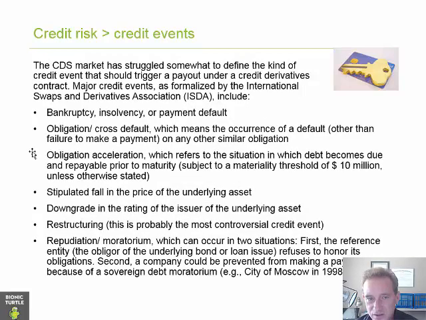And they do make a note here of credit events that are formalized in the ISDA documentation. So a credit event can include bankruptcy, cross default, acceleration, a fall in the underlying asset price, downgrade, restructuring, which is controversial, and repudiation.